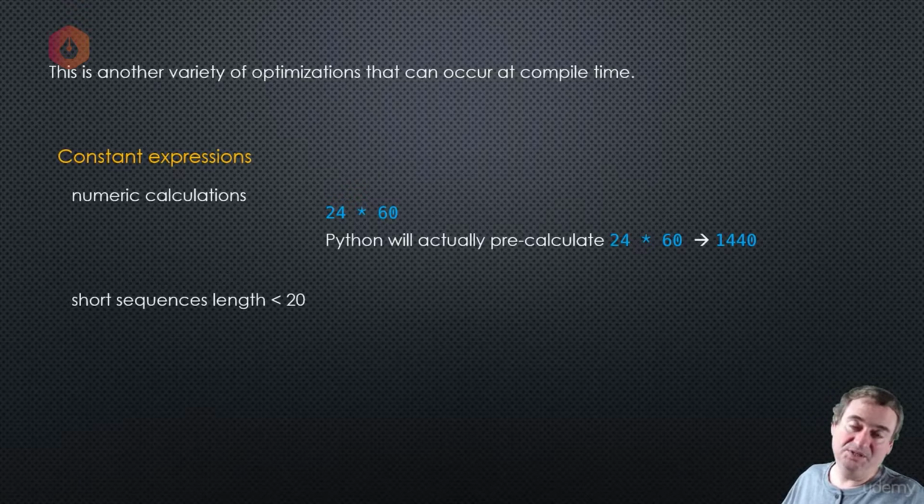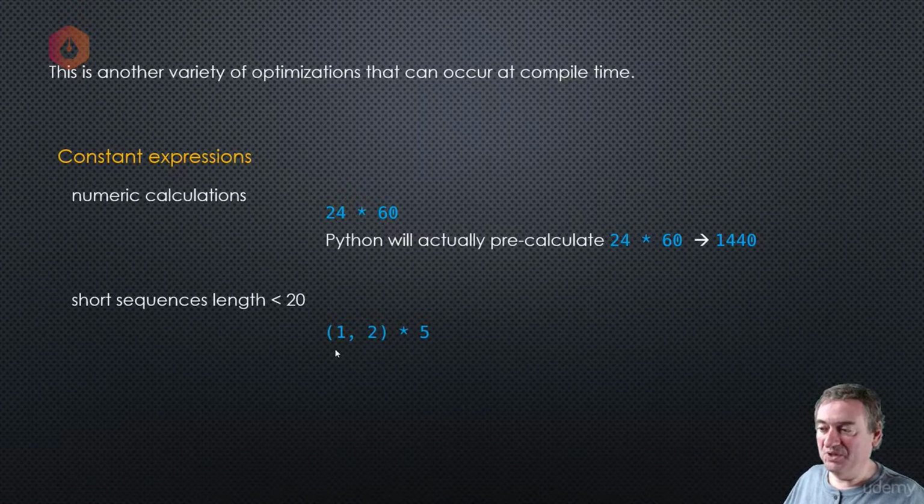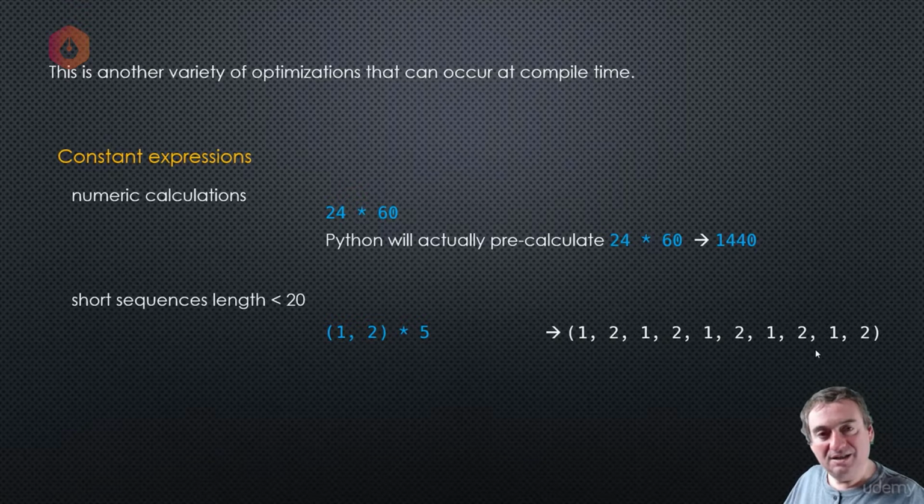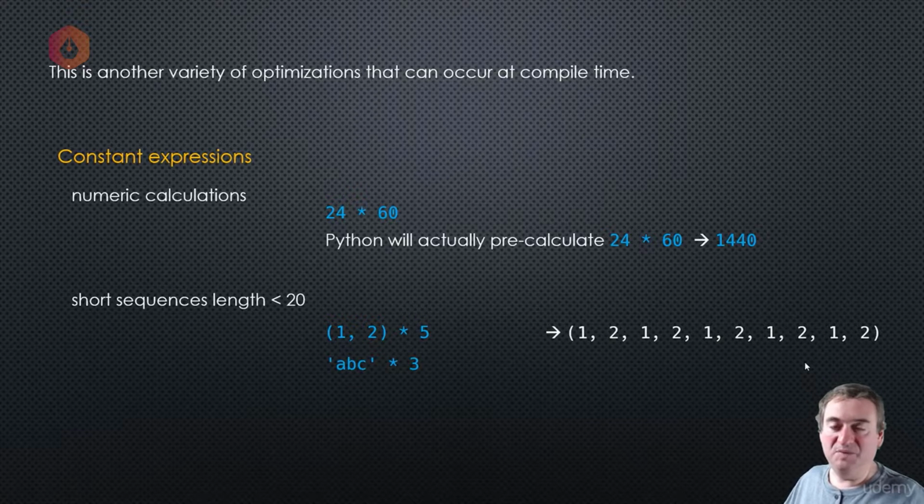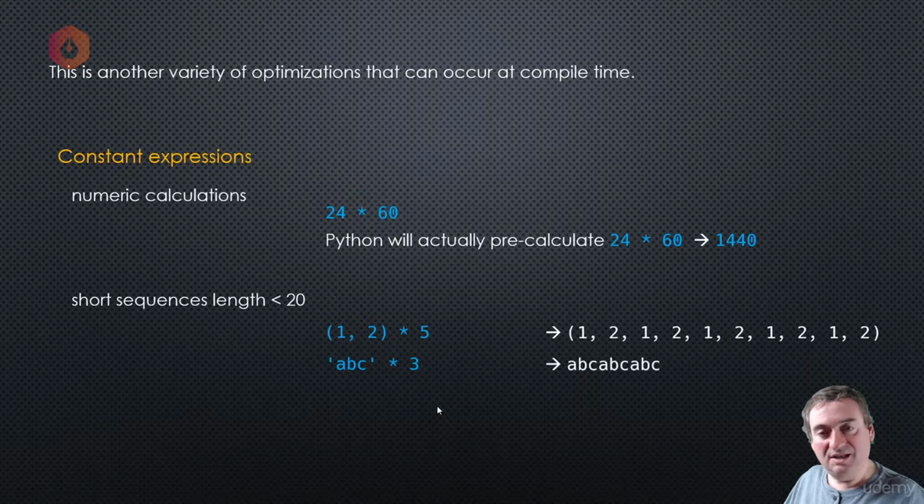Also short sequences. Short sequences, length less than 20, so sequence types, things like lists, tuples, and strings, will also get pre-calculated. So for example, this tuple, 1, 2 times 5, which evaluates to this long tuple here, is less than 20 in length, and so that is also going to get pre-calculated and stored. Same thing with ABC times 3. That evaluates to ABCABCABC. Again, these are all constants, and they get pre-calculated and stored.